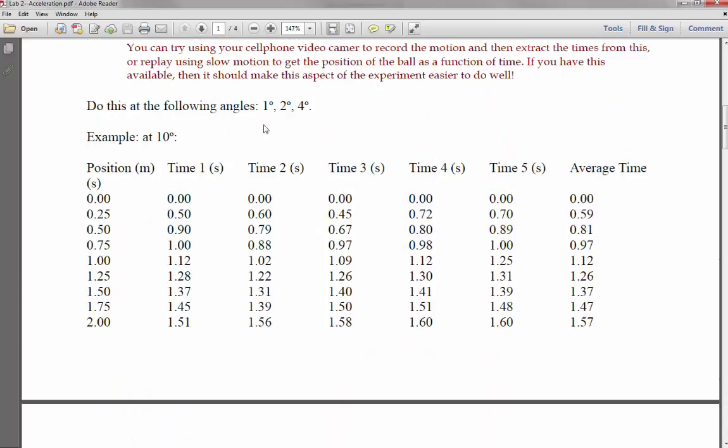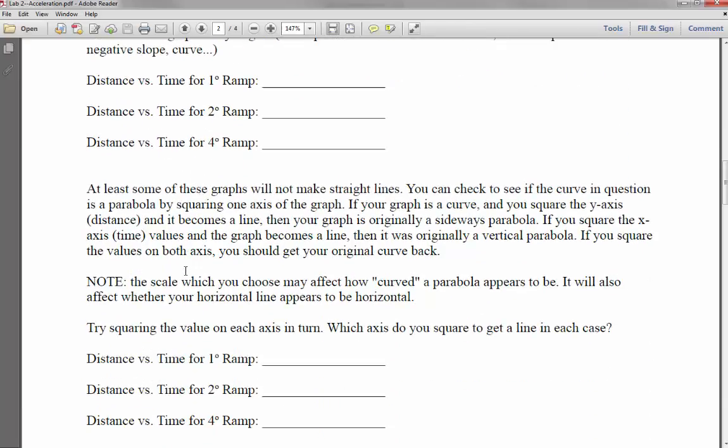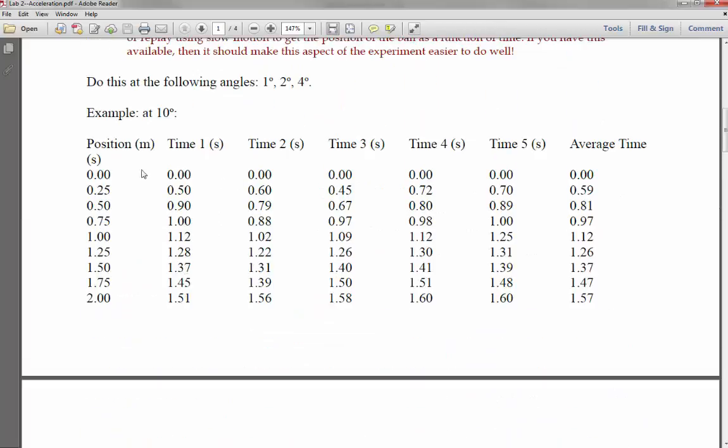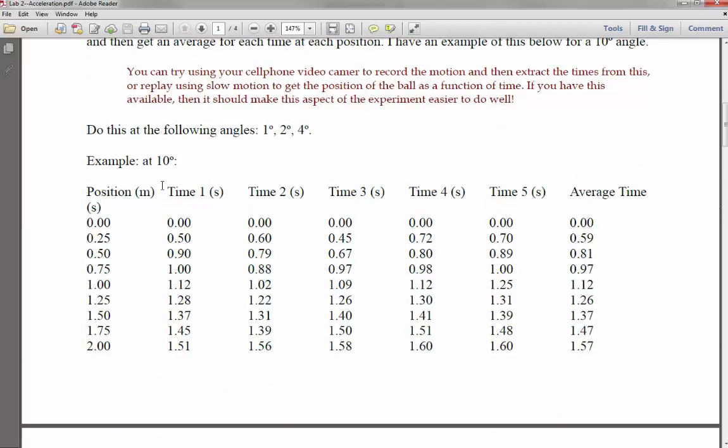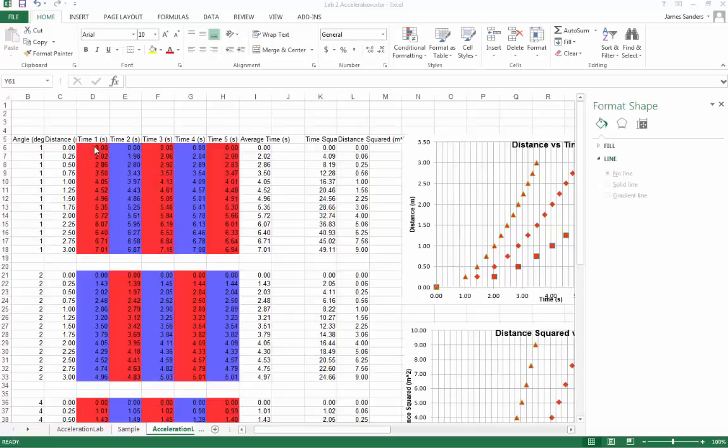And in the other video I did a sample in which I looked at a 10-degree angle. If you look at this setup, you can see that there should be 5 different times and then an average time. And I provided to you all a spreadsheet in which you could just enter these 5 sets of times at each distance and it would calculate the average for you. So that's what that spreadsheet is that I'm looking at. So this is for 1 degree, 2 degrees, 4 degrees. And you can see the distance, you can see the times, and here is the average time.